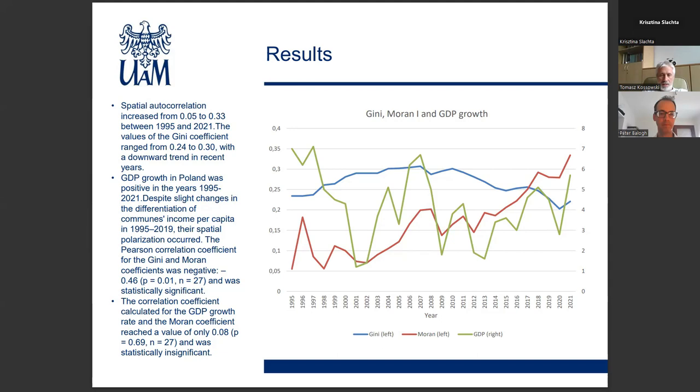But the correlation between GDP growth rate and Moran coefficient was only... I made a small mistake because I have read something different. The Pearson correlation between Gini and Moran was negative and was statistically significant, but the correlation between GDP growth and Moran coefficient was statistically insignificant. So in fact, we have no relationship between GDP per capita and growth and the spatial autocorrelation process, in fact, a spatial clustering process.